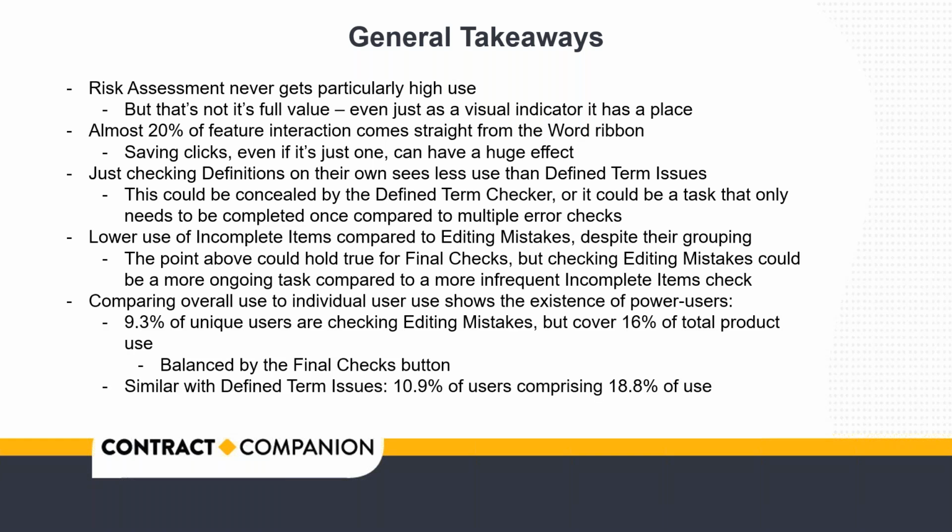And then we can use these different metrics that we're tracking. So individual user use compared to the overall, it can reveal certain power users to us. So here, the split between editing mistakes, there's a certain amount of unique users checking this, but they comprise more than the amount that they are in terms of total product use. So they're overusing certain features. And that's true for editing mistakes, and also true for defined term issues.